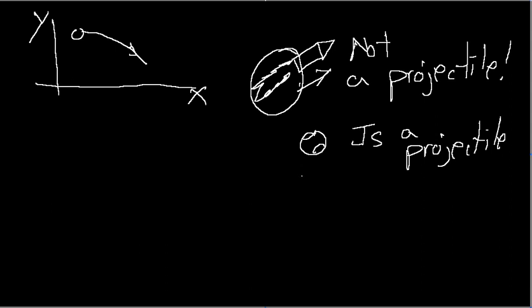So in order for something to be a projectile, it has to be by itself. So like a baseball or a tennis ball or a bullet being fired, these are all projectile motions. An airplane taking off or a space shuttle being launched is not an example of a projectile. So we need to know and understand that as well.